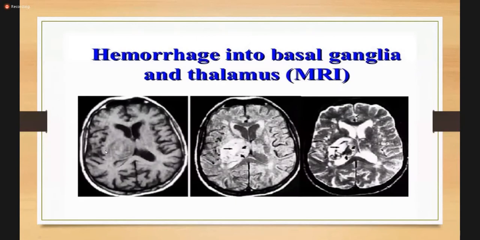This is the basal ganglia bleed and hypothalamus. This is the basal ganglia bleed that is so severe that it leads to midline shift. This is the acute one.